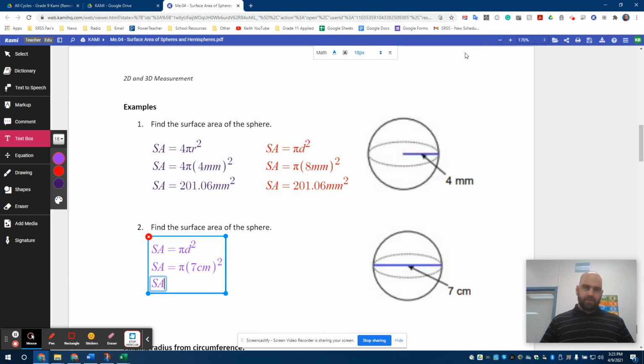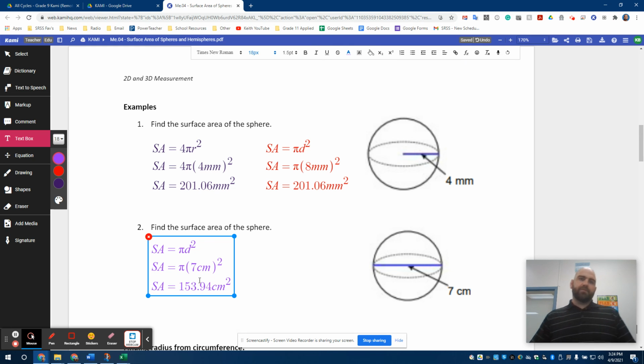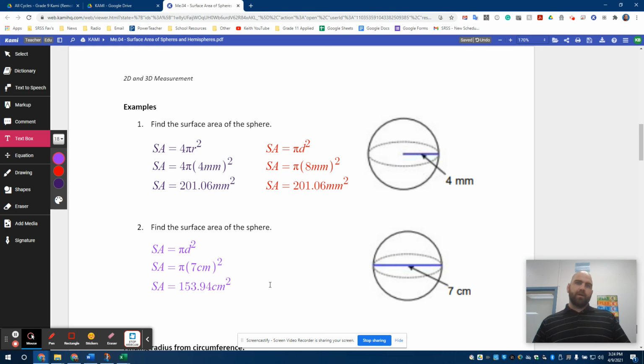And when we solve it, type that into the calculator here. Pi times 7 squared. And I get 153.94 centimeters squared. There we go. Again, important thing is when we're doing area, we always put our units squared. Okay, it represents an area measurement, not a length measurement. So it's important that we put in squared.